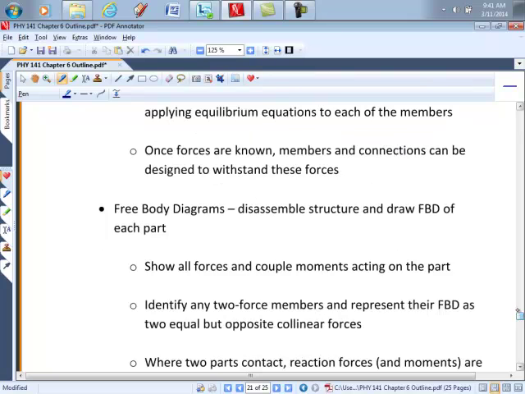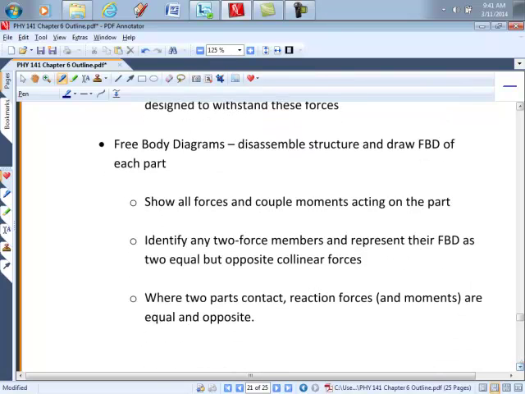So free body diagrams for the machines and frames. Disassemble the structure and show free body diagram of each part. Show all forces and couple moments acting on the part. Identify any two force members and represent their free body diagrams as two equal but opposite collinear forces. Where two parts contact, we use Newton's third law to show the reaction forces and moments that are equal and opposite.